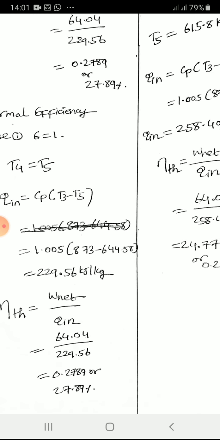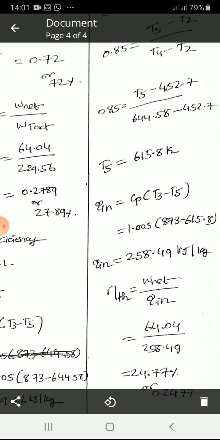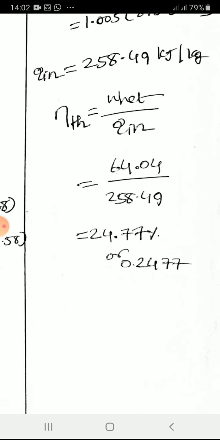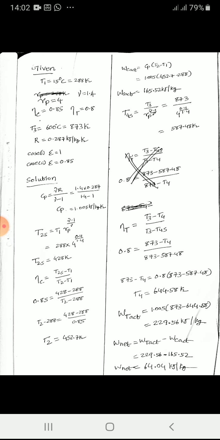Similarly, the efficiency is calculated as 27.89% for a perfect heat exchanger. For an 85% effective heat exchanger, the efficiency is coming as 24.77%. So if the effectiveness of the heat exchanger drops, thermal efficiency will drop. Therefore, regeneration is done to minimize the fuel, or minimize the energy supplied to the plant, right? If you are using turbine exhaust to heat the air, in combustion we require only a lesser amount of heat, right? So that is the concept of regeneration.